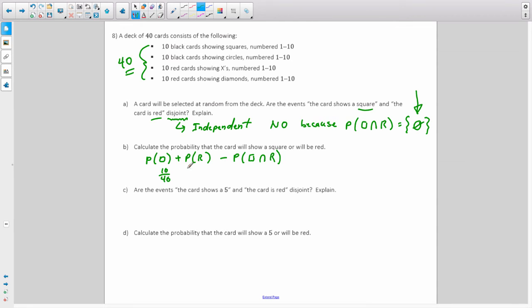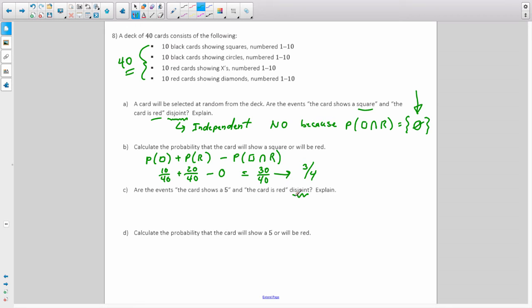Probability of red would be 20 out of 40. And are there any red squares? No. So what do you get? You get 30 out of 40. And if you live east of the Mississippi, you know that this is the same as 3/4. Cool. And the events, card shows a 5 and the card is red. Are they disjoint?